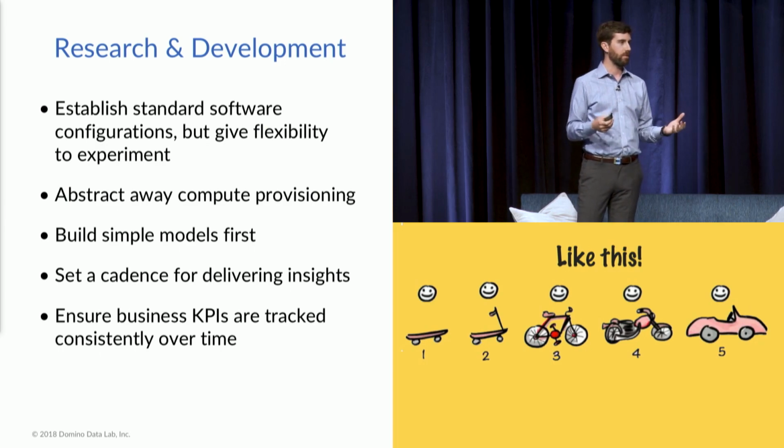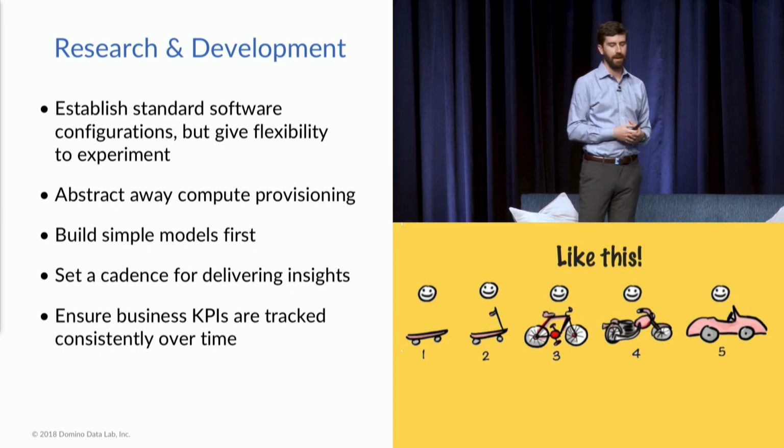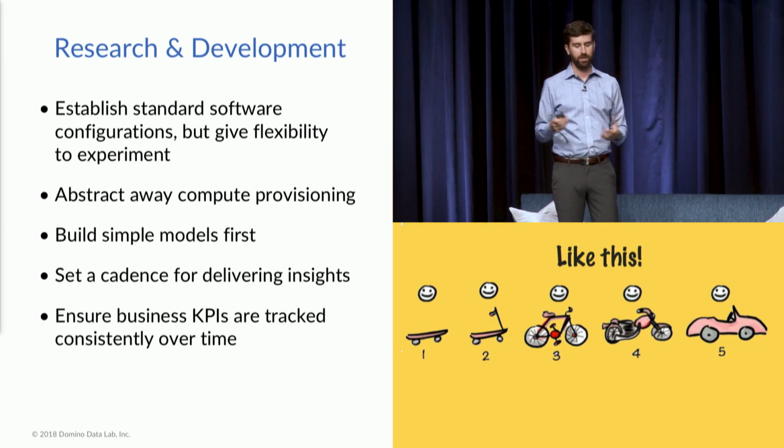So give people some standardization, but for the power users, give them the ability to have flexibility to try new and different packages. Another thing that we've seen is that data science teams try and build potentially complicated models first. One company that we worked with built a 500 feature model. It was deep learning. They're really proud of it. They spent 4 months on it.